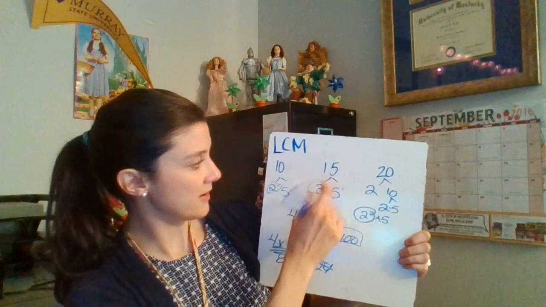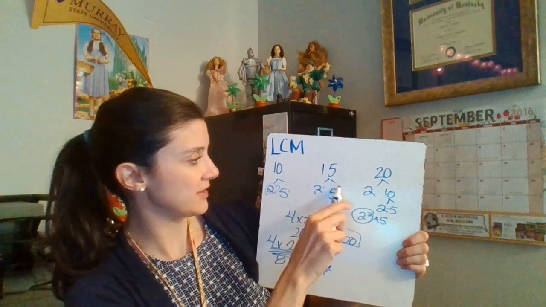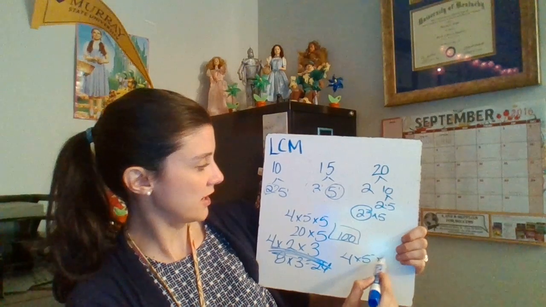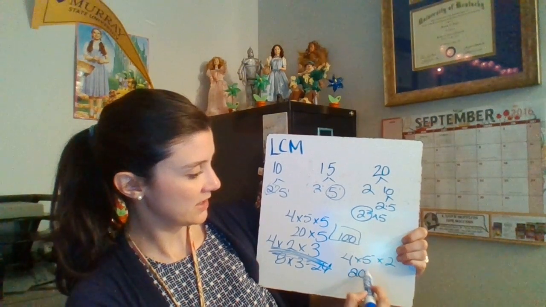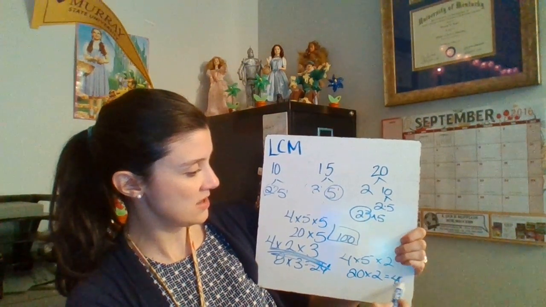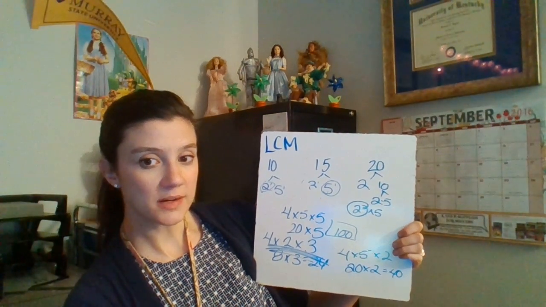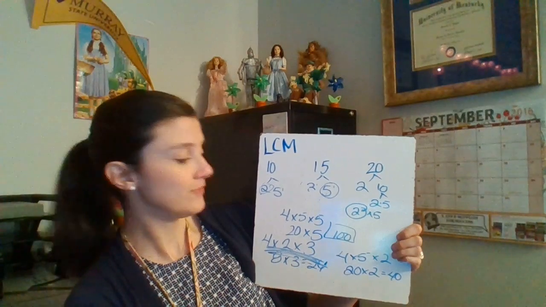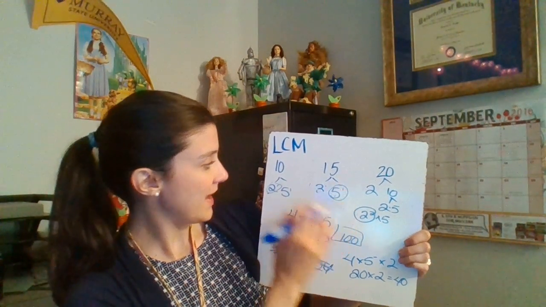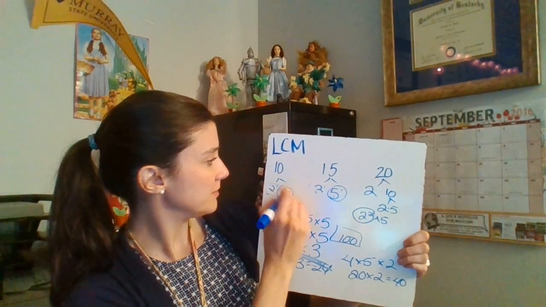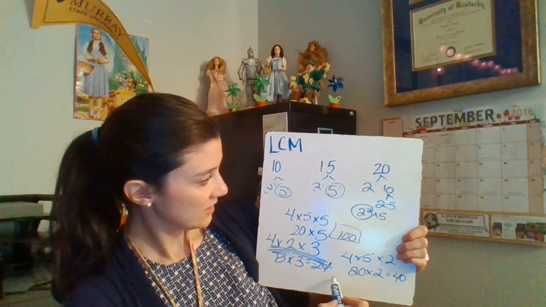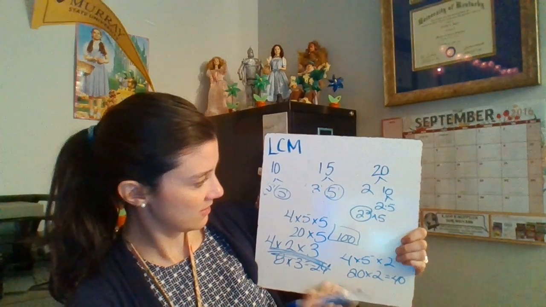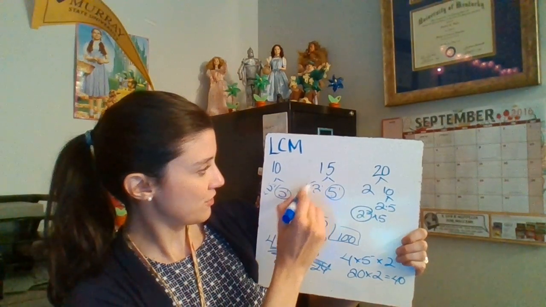Let's try this 5 instead. So we've got 4 times 5 times 2. 20 times 2 is 40. That doesn't work because 40 is not a multiple of 15. So we'll keep that one. Let's try the 5 over here. Wait, try the 3 and the 5.